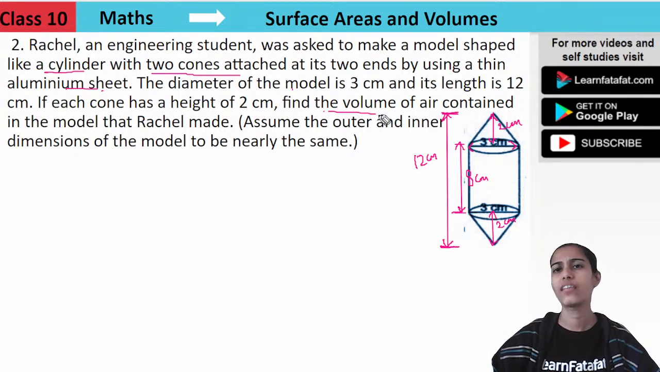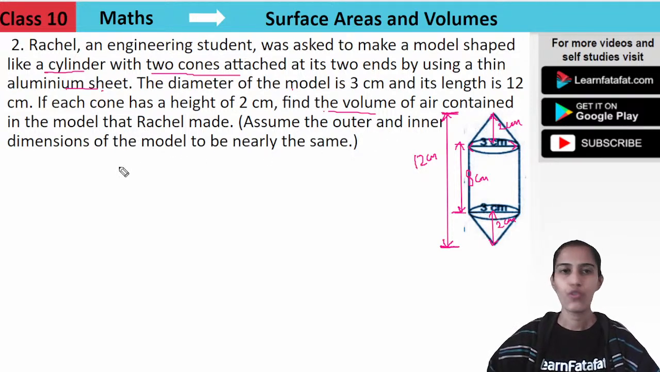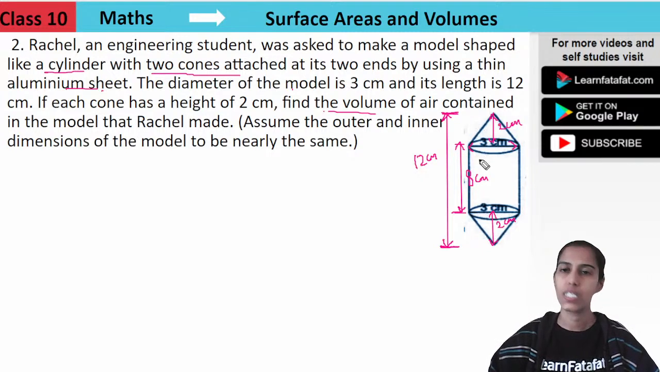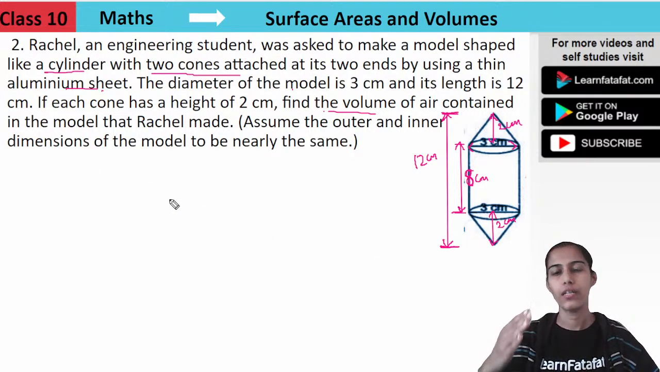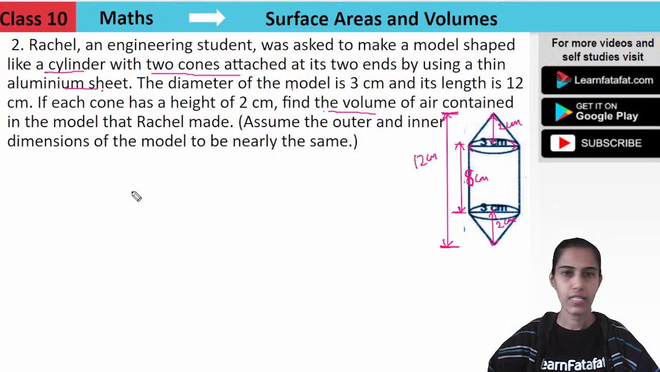Find क्या करना है? Find the volume of the air contained in this model. Assume the outer and the inner dimensions are nearly same. So there is no question of any thickness here. ठीक है, तो ये देखो ये 8 है. So volume of the air in this model, so we have to directly do volume of cylinder plus volume of the two cones. Okay, that will give us the answer.